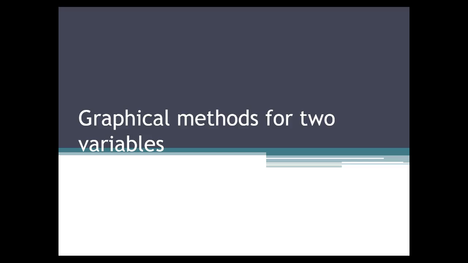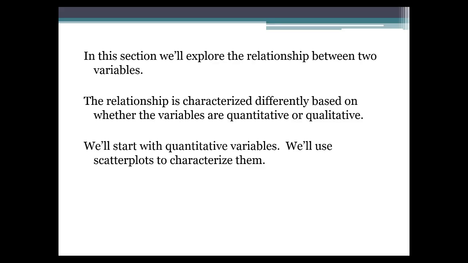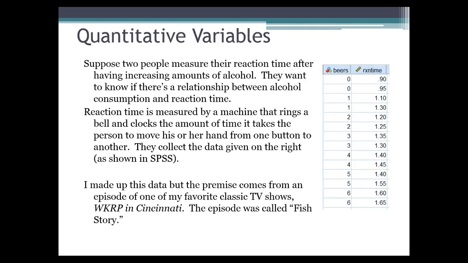Hi, so this is the video lecture on graphical methods for two variables, in other words, bivariate data. When we look at two variables, what we're really interested in is the relationship between them. There are three kinds of relationships we're going to look at, based on whether we're looking at quantitative variables, qualitative variables, or one of each. So let's start with quantitative variables.